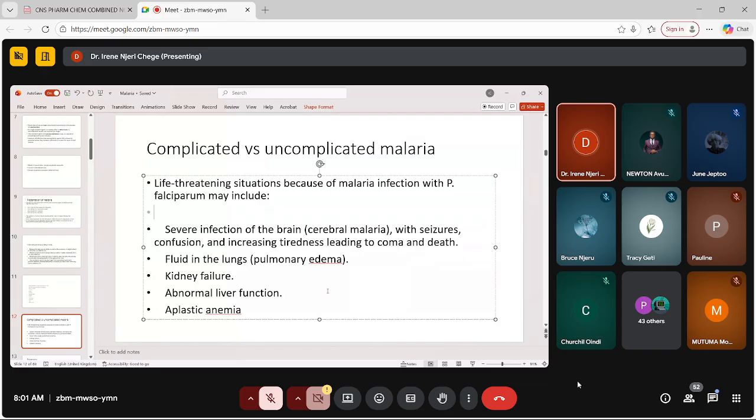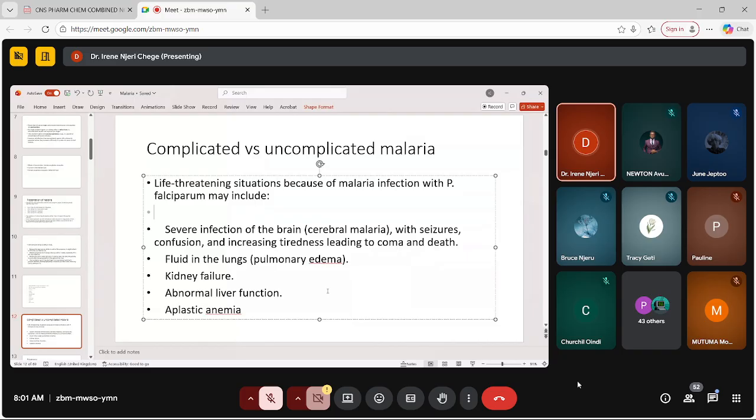Then we have the additional tests, like you can look at the Hb level, you can have the blood glucose level. And in blood glucose level, if it is measured routinely, you can detect hypoglycemia in a patient with severe malaria. Okay. So this is a rapid test.